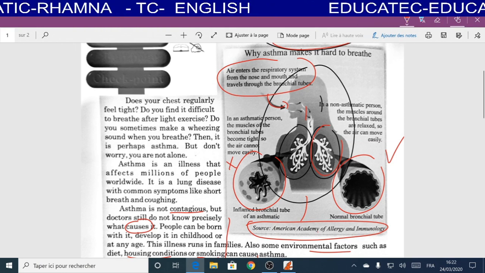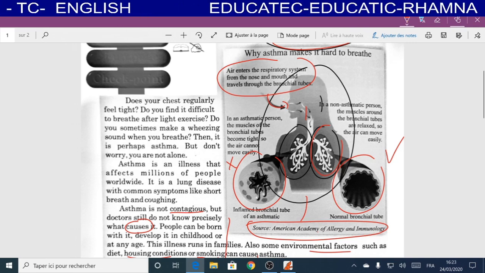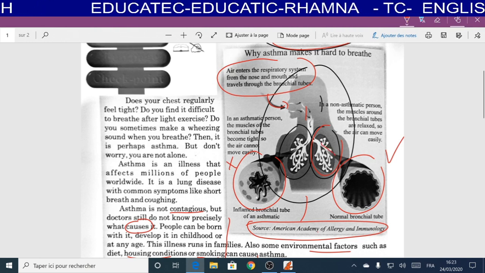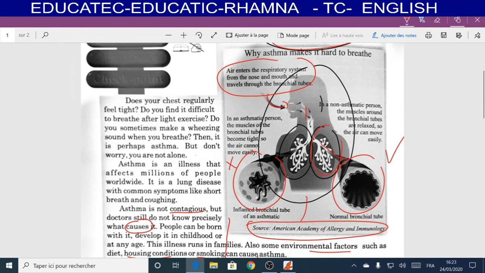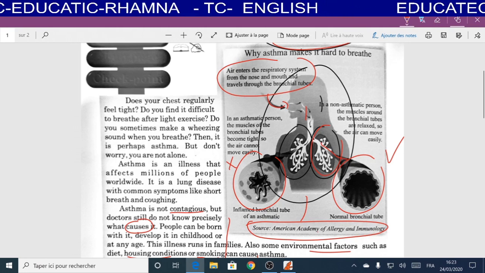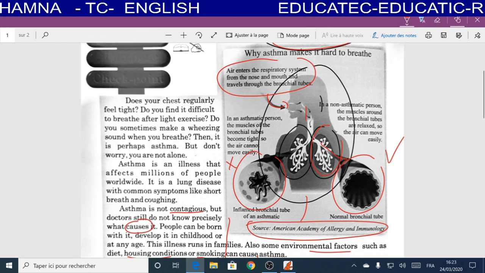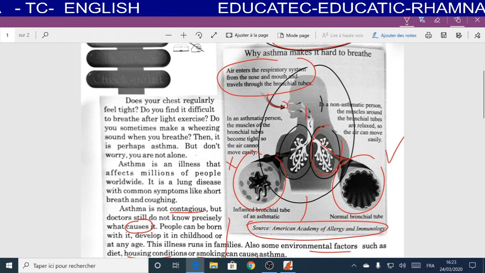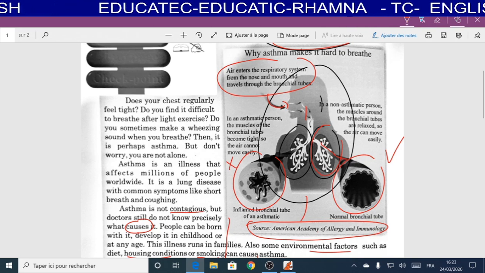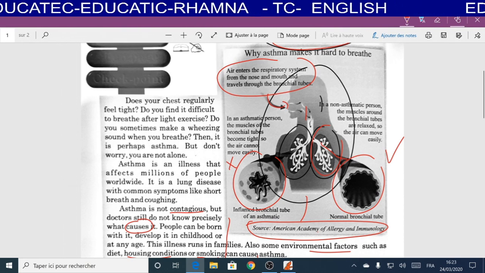And here, what is the problem? In a non-asthmatic person, the muscles around the bronchial tubes are relaxed. Here we have muscles. They are relaxed and they function in a good way so the air can move easily. And here, in an asthmatic person, the muscles of the bronchial tubes become tight so the air cannot move. They cannot move. Right?